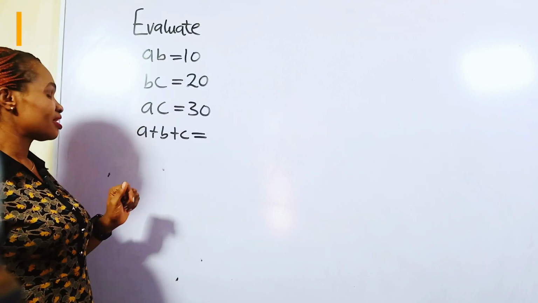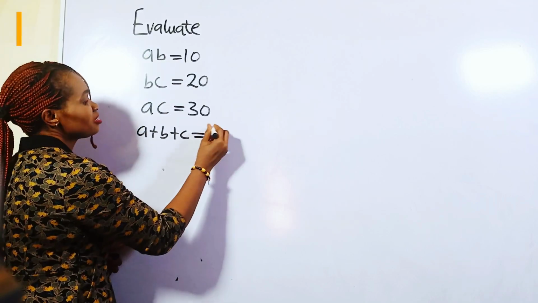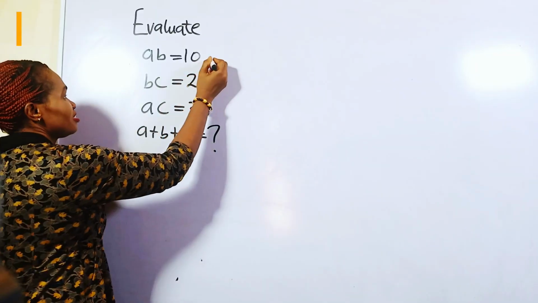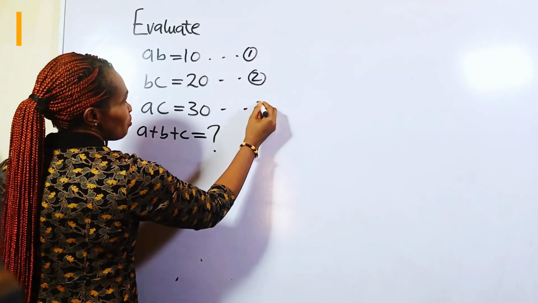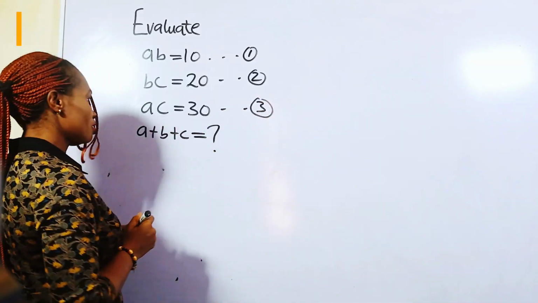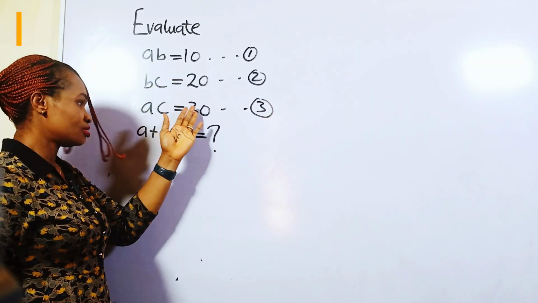Let's evaluate this and then find the value of A plus B plus C. The first thing to do is to call this equation 1. Let's call this one equation 2 and this one 3. Now, the next thing to do is to multiply equations 1, 2 and 3.